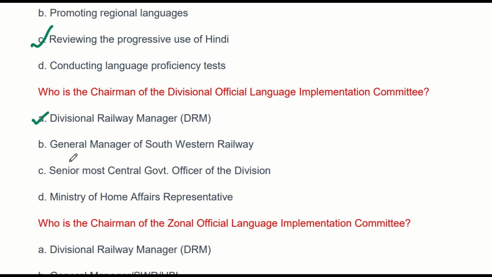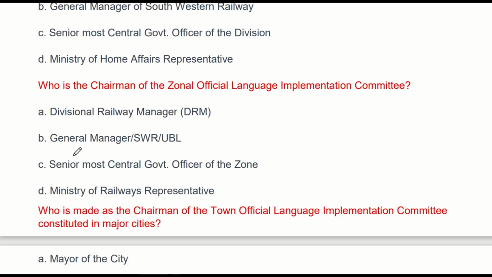Divisional Railway Manager, DRM. Who is the chairman of the Zonal Official Language Implementation Committee? A. Divisional Railway Manager, DRM. B. General Manager SWR UBL. C. Senior Most Central Government Officer of the Zone. D. Ministry of Railways Representative. And right option is option B.